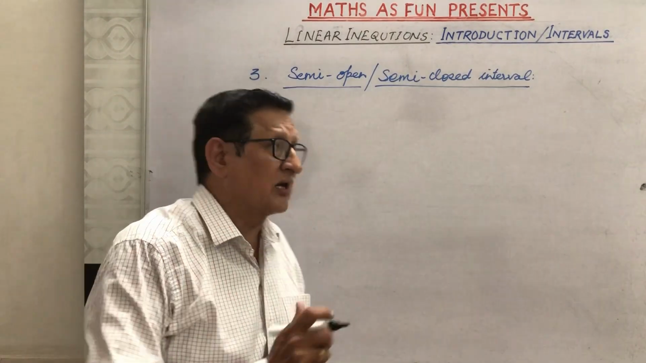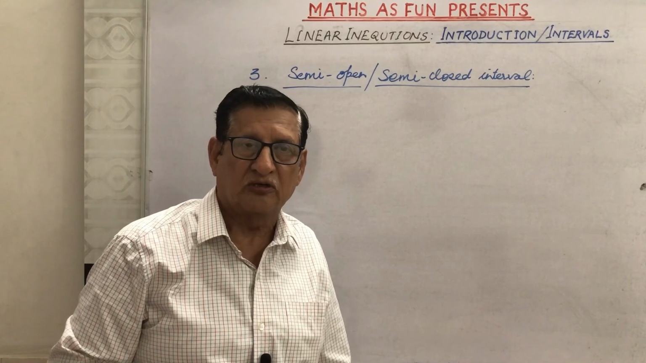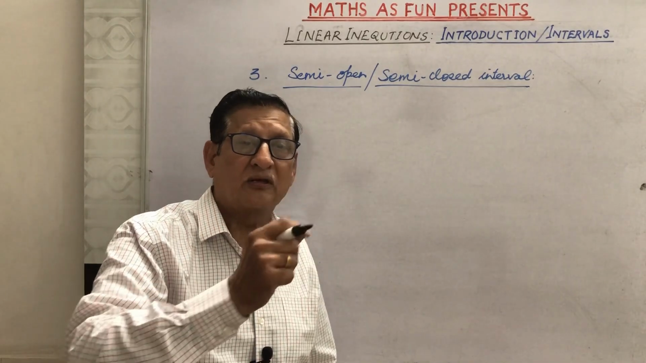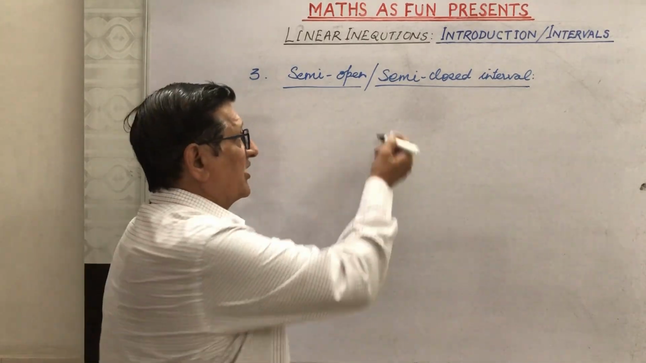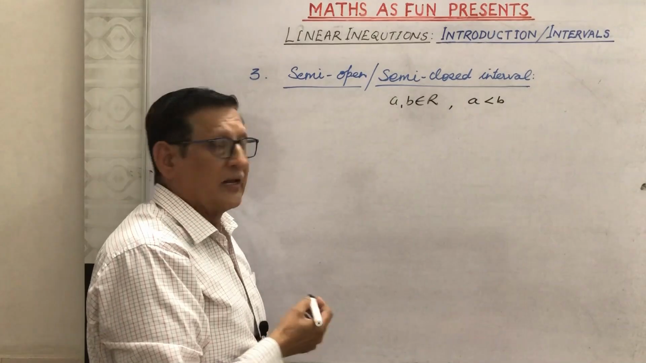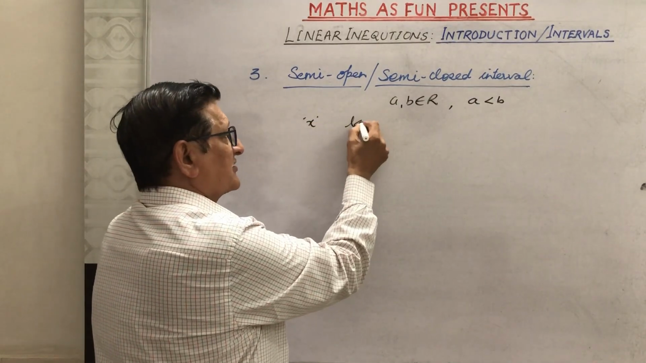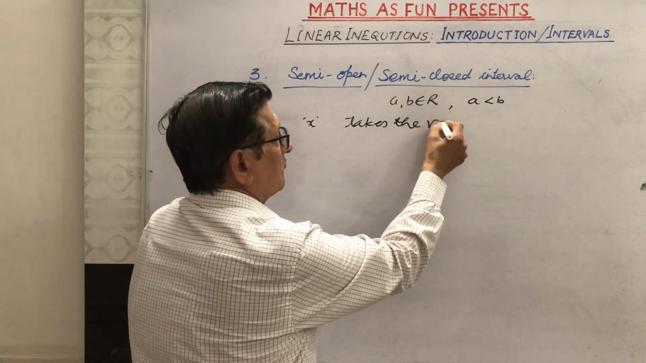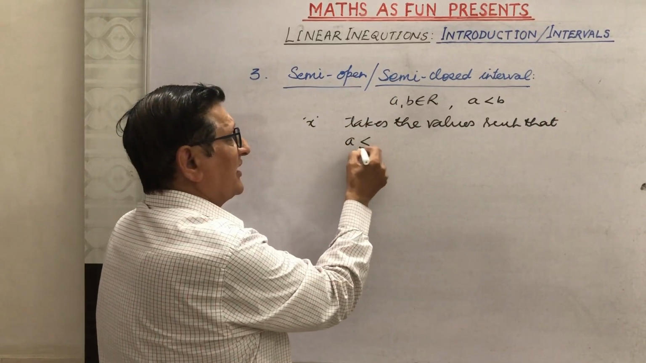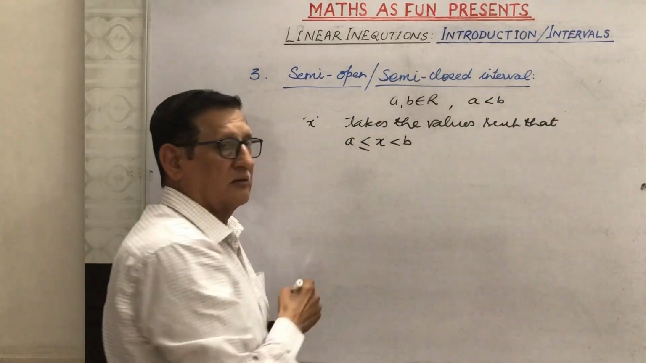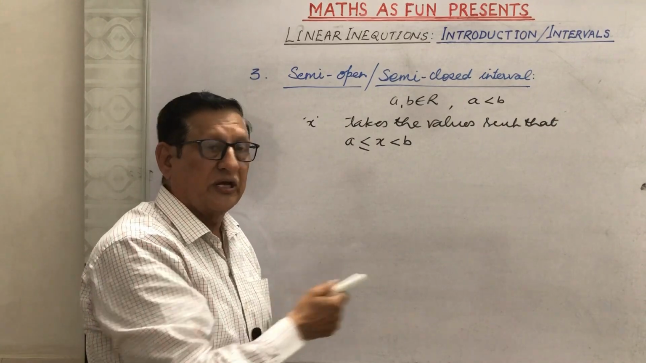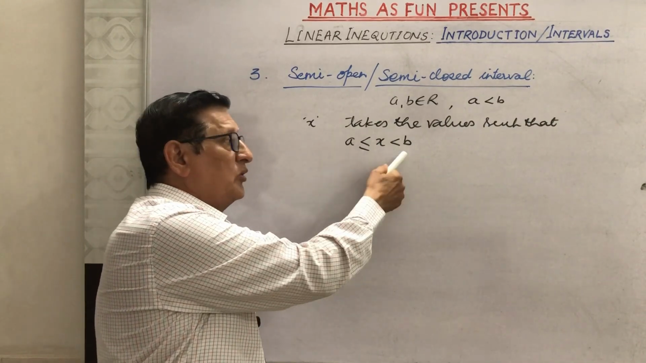The third type of interval we have is semi-open or semi-closed interval. What is the meaning of semi-open or semi-closed? It means one side it is open, another side it is closed. Suppose a and b are any two real numbers and a is less than b. And x, the variable, takes the values such that a is less than or equal to x is less than b. So you can understand, a is included but b is not included, taking all the values from a to less than b.